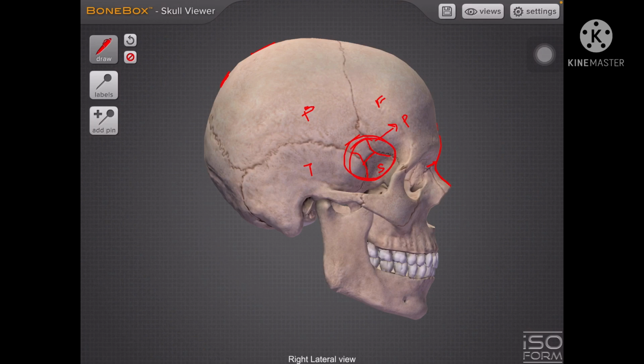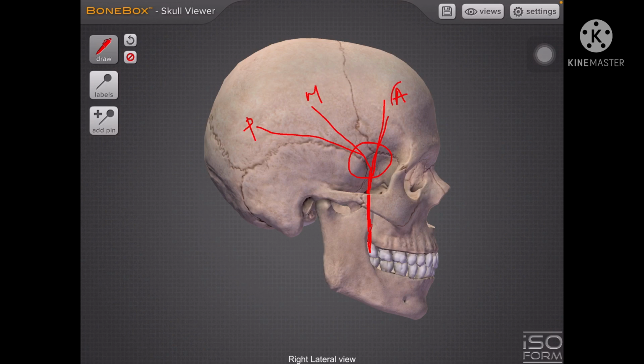The main clinical significance of this pterion is, here we have two branches of the carotid artery, external carotid and internal carotid. The external carotid artery gives rise to the middle meningeal branch. This middle meningeal branch has three branches again: the anterior middle meningeal branch, the middle meningeal branch, and the posterior middle meningeal branch. The anterior middle meningeal branch is most commonly present at the pterion region. That is the reason why I said this region is very important.